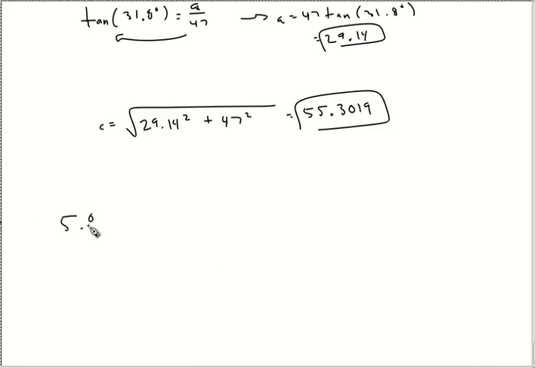So 5.8.7. The same triangle, same picture. It says that little a is equal to 28.5 and little c is equal to 53.7. Find the angles A and B.